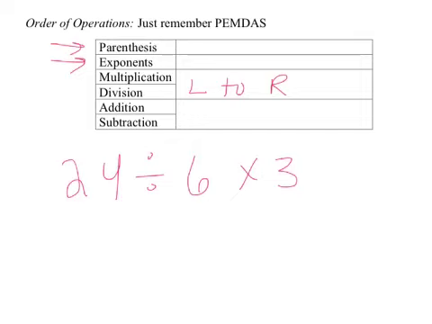24 divided by 6 is 4. Leaves 4 times 3, so we do this first, which is 12. Had you done this differently, you would have ended up with 24 divided by, and if you multiplied this first, this is 18. 24 divided by 18 is not the same thing as 12. So clearly we have to go left to right, or we're going to get different answers.